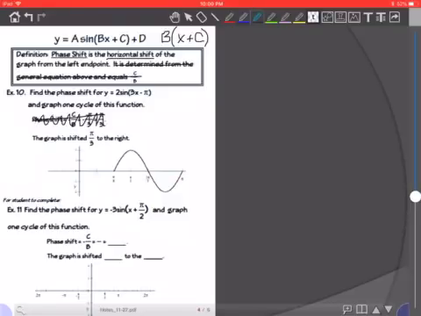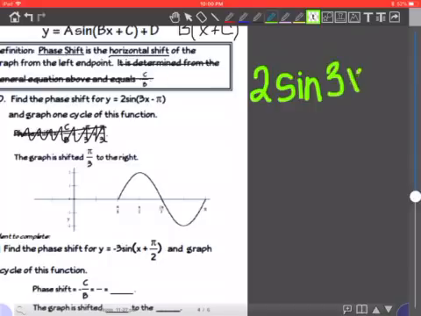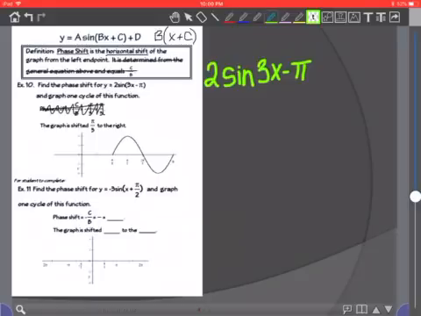Okay, so looking at number 10, I need to rewrite it. So I have 2 sine 3x minus pi. So the 2 is going to be your amplitude, so we're shifting up and down. The 3 is going to change the period, and then this pi right here is going to shift left and right, but we need to rewrite it first.